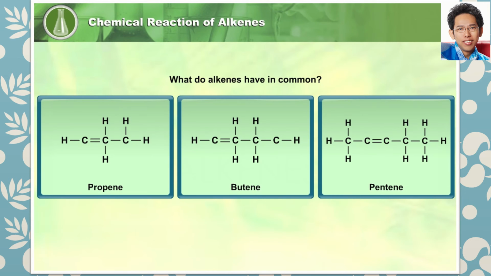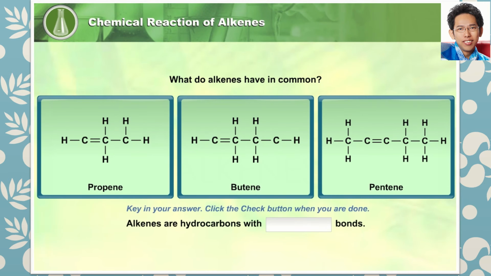What do alkenes have in common? Key in your answer and click the check button when you are done. They all have double bonds. The double bonds make them more chemically reactive.